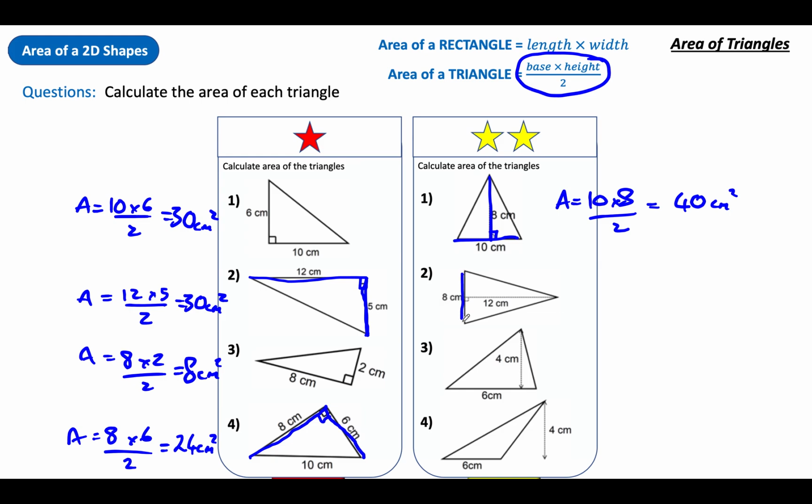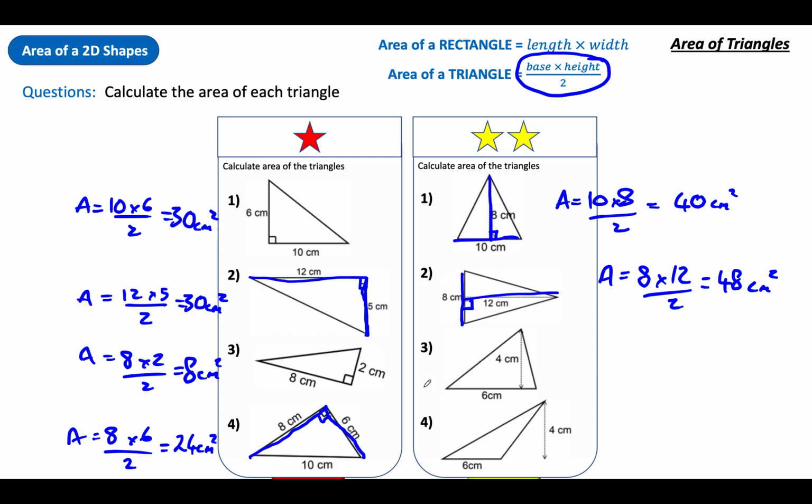Again, it might be on its side, but it's still a base and it's still a height. They've just turned it around on its side. Just make sure the height is at 90 degrees, which it is. 8 times 12, divide by 2. Well, 8 12s are 96. Divide that by 2, and I have 48 centimetres squared.